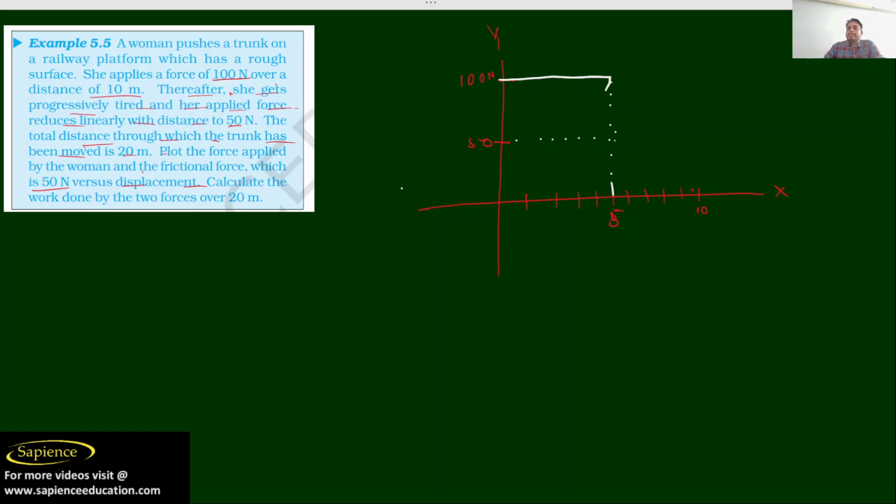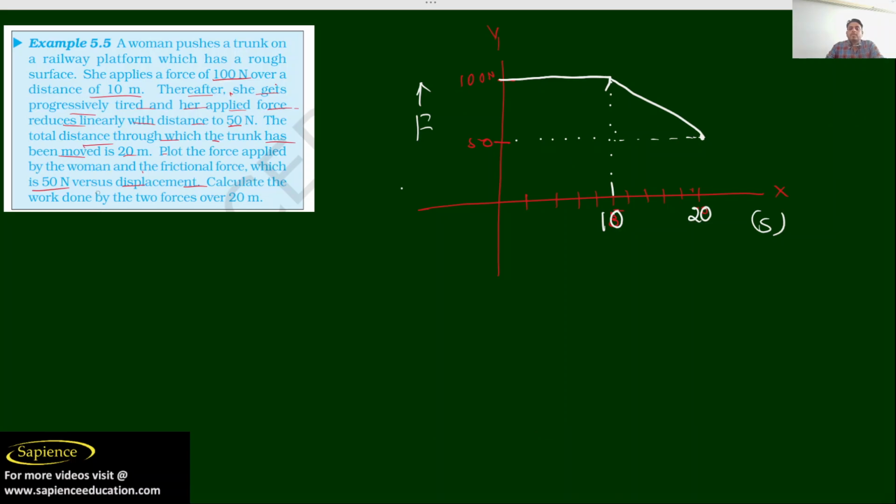After this, her force reduces to 50. Sorry, she has applied 100 Newton for 10 meter, and after that her force reduces to 50 when it reaches 20 meter. So her force decreases linearly when she got tired. So this is the force and displacement graph.